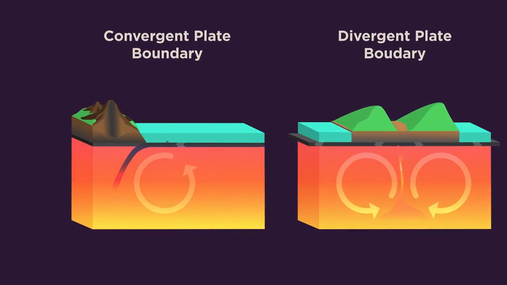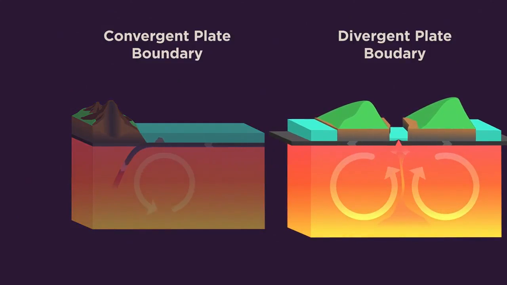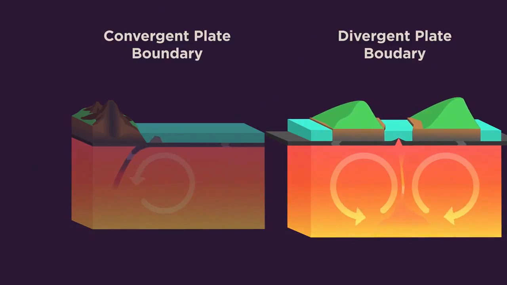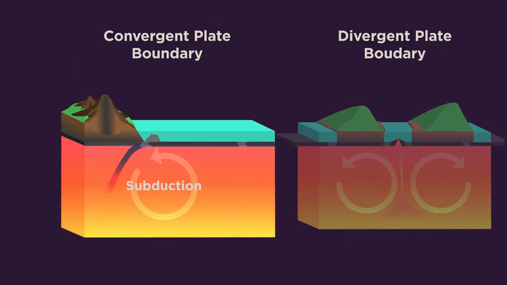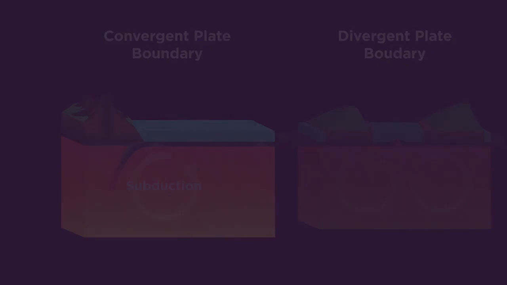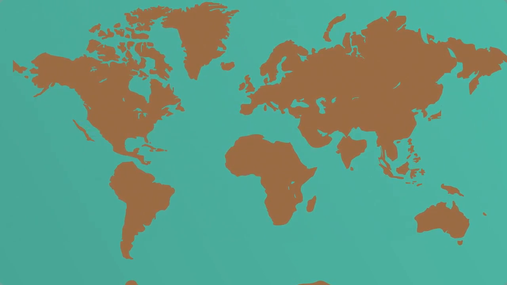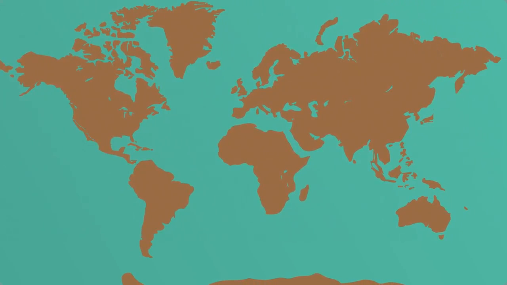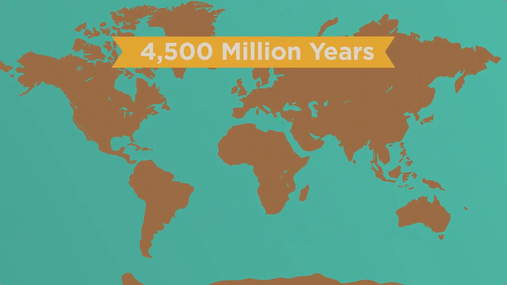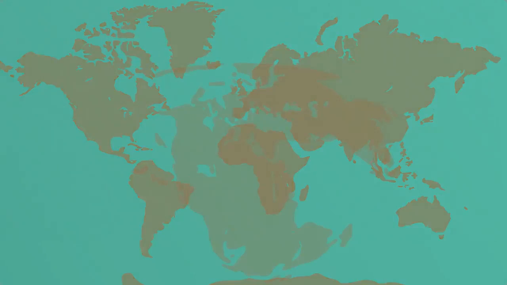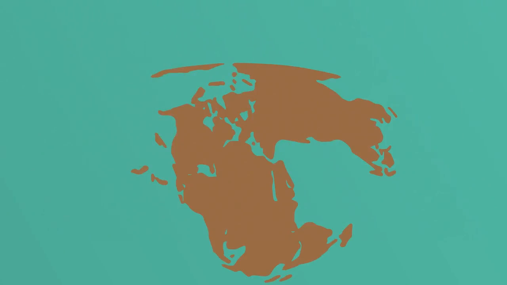Oceanic crust is never more than a few 100 million years old because it is constantly being created at mid-oceanic ridges and consumed or subducted at convergent boundaries. However, continental crust has simply been carried around, broken apart and brought together ever since the formation of the Earth 4,500 million years ago. And so to the big picture.